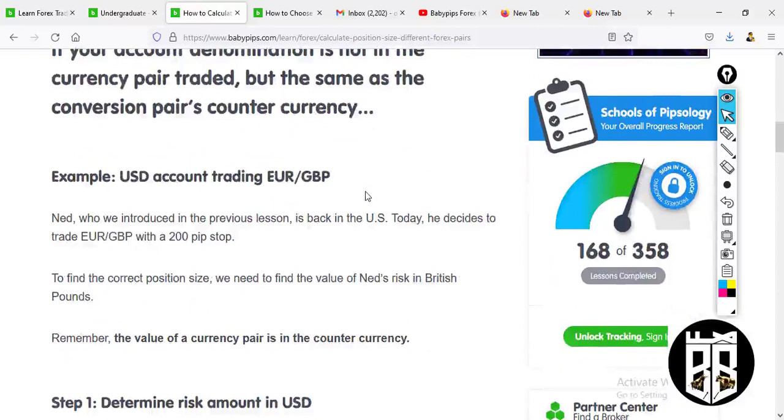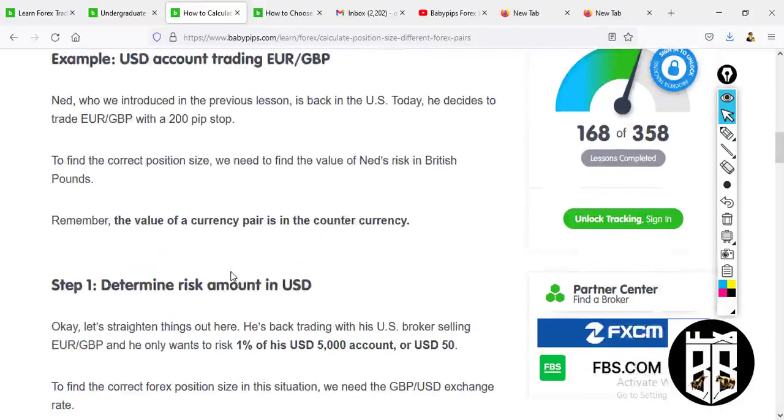Now, Pairs, our example guy, is back in the United States and he decides to trade Euro/Pound with a 200 pip stop loss. To find the correct position size, we need to find the value of net risk in British pounds. Remember, the value of a currency pair is in the counter currency. In this case, euro is the base and pounds is the counter currency.